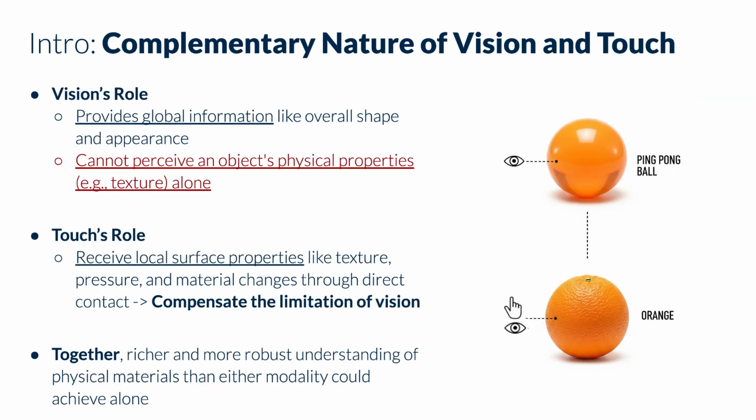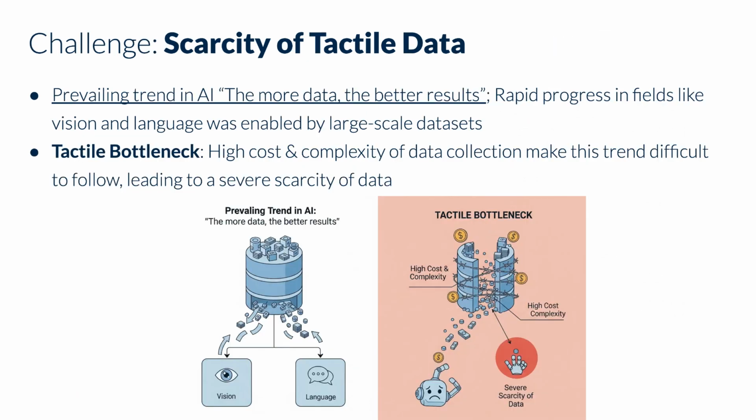Vision and touch work in a complementary manner. Vision provides global information like an object's overall shape and appearance, but it's insufficient for perceiving physical properties like texture. This is where touch becomes critical, providing local surface details through direct contact and compensating for the limitations of vision. Together, these two modalities enable a richer and more robust understanding of physical materials, which is the foundational principle for our work. However, visuo-tactile perception faces a significant challenge.